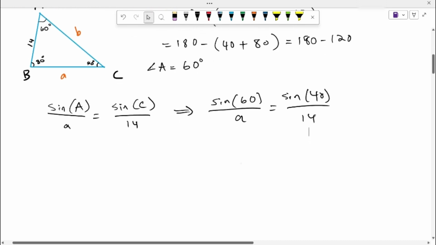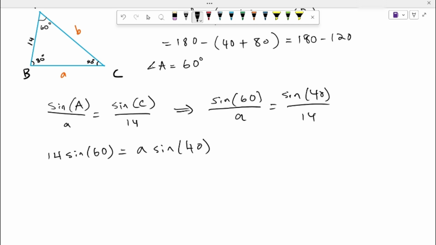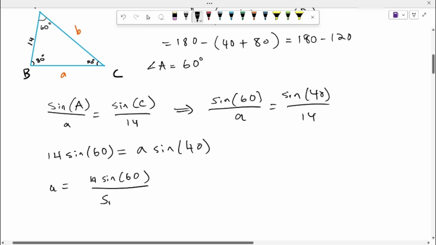From here, many people don't like to cross multiply, but that's what I'm going to do. You can divide by 14 on both sides and isolate a that way, but I like to cross multiply in these problems. So we have 14 sine 60 equals a sine 40. From here, we can solve for a. That's what you need to find. So a equals 14 sine 60 over sine 40.